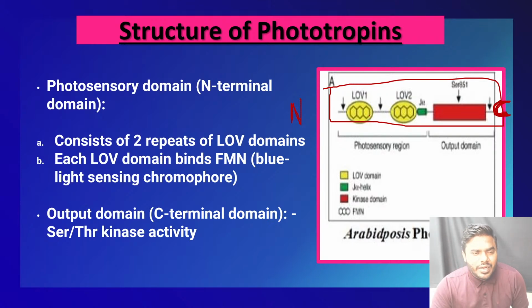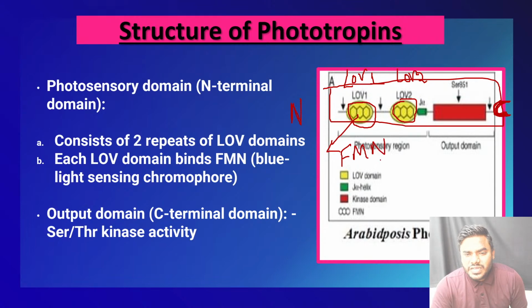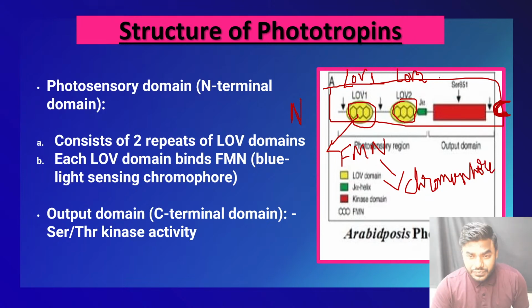Near the N-terminal domain, you can see there are two chromophores. We can call them the LOV domains: LOV1 and LOV2. Inside the LOV domain, friends, what is present? Of course, FMN is present. What is the function of FMN? FMN basically acts like a chromophore. This is towards the N-terminal domain.